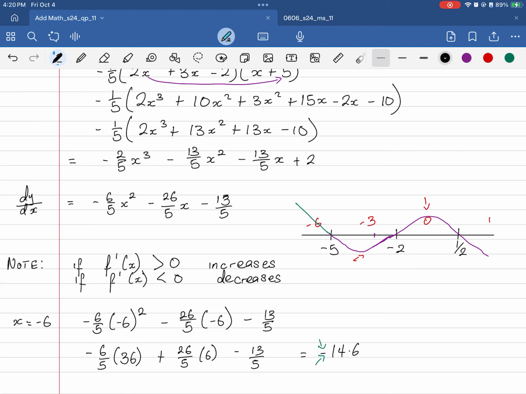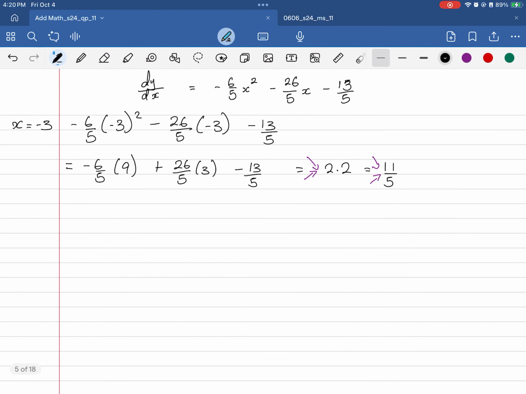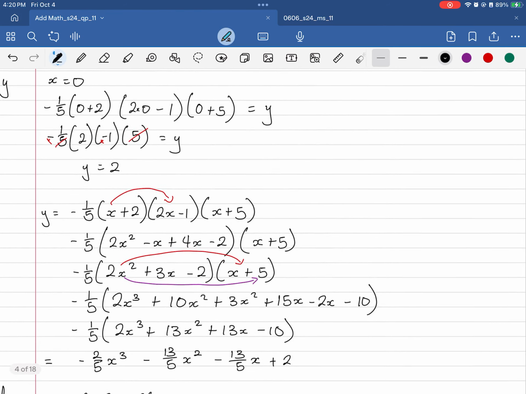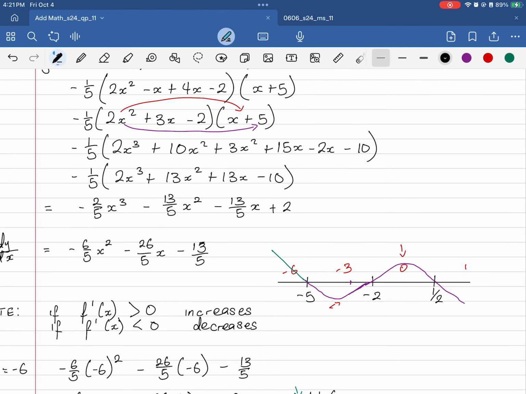Okay, for x equals 0, you can already see that you would just have minus 13 over 5, because all this is going to be 0. So you'd have a negative number, which means it decreases at that point. So we're right in saying here that the graph decreases at this point.